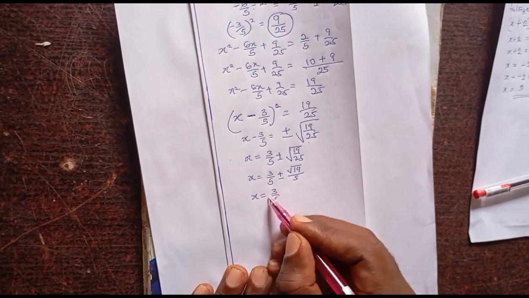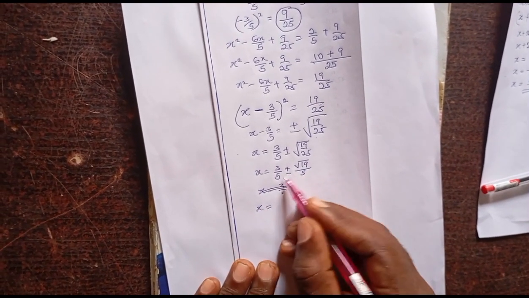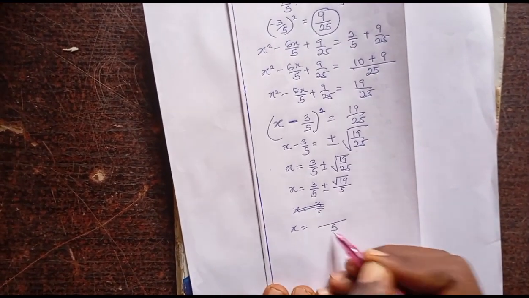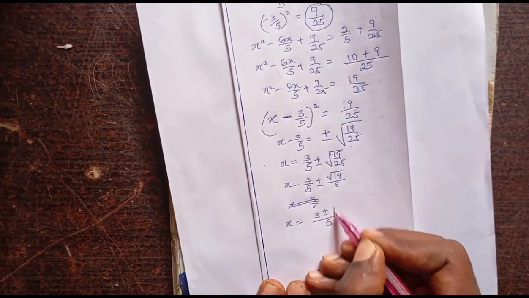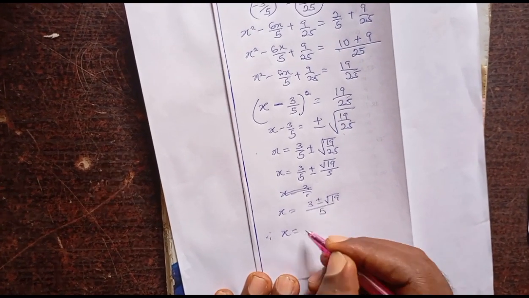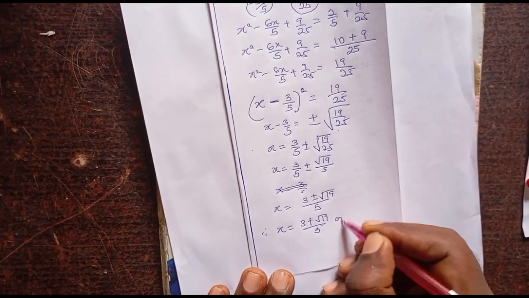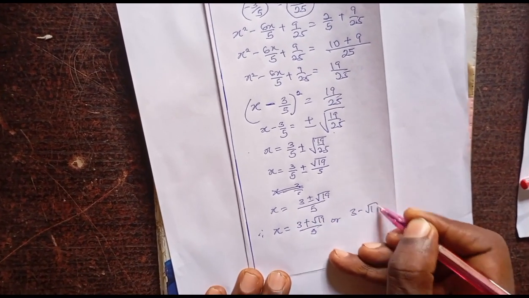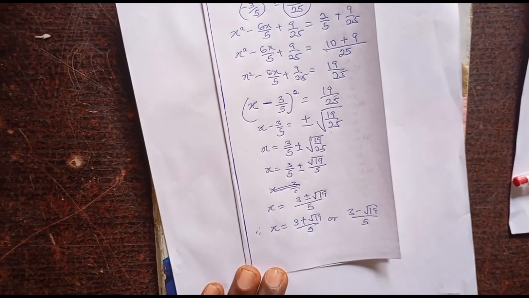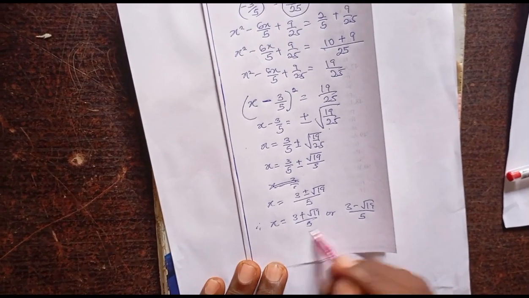Now we find our LCM. Find our LCM. X equals to 5 and 5. LCM is 5. So that will be 3 plus or minus square root of 19. Therefore, my x equals to 3 plus square root of 19 over 5, or 3 minus square root of 19 over 5. Now you can decide to leave your answer like this, or you can decide to proceed.